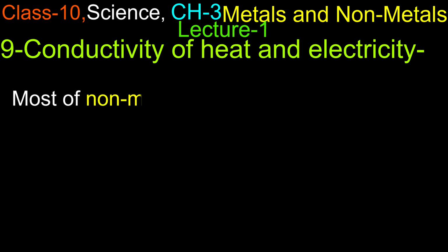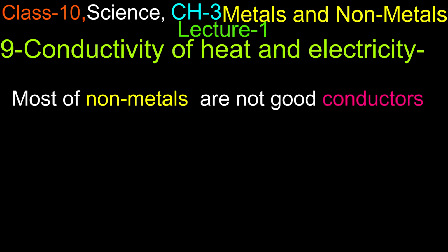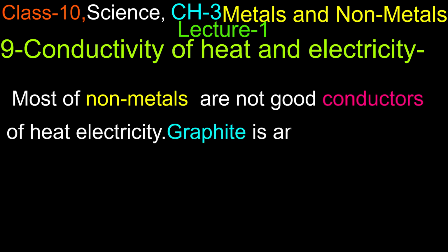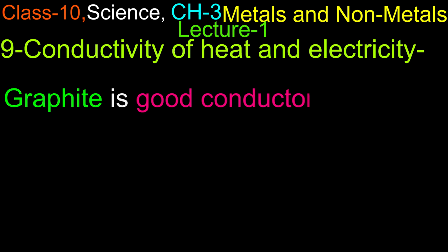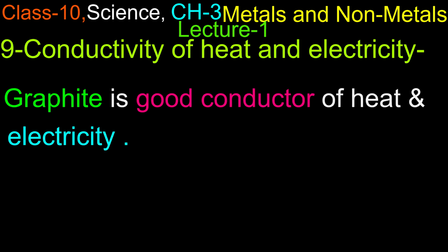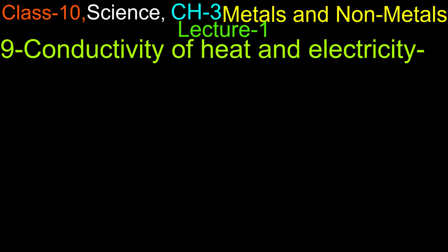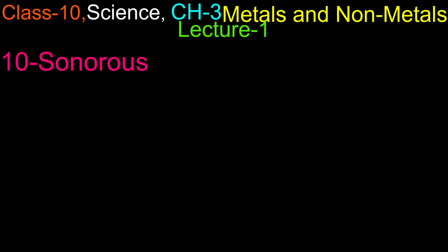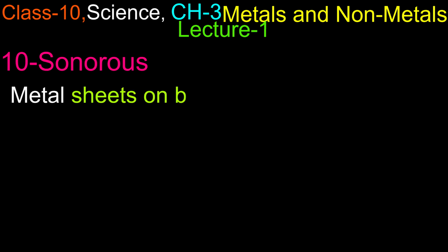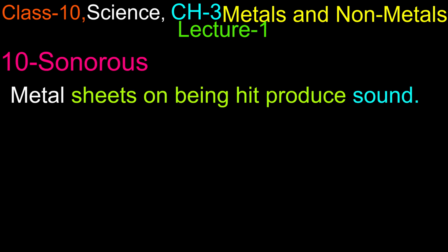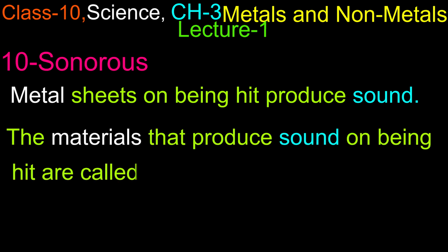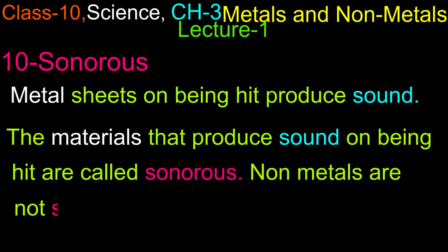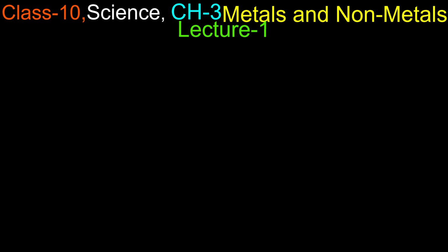While non-metals are usually not good conductors of heat, except graphite, as I told you earlier. Graphite is a good conductor of heat as well as electricity. Next property is being sonorous. Metal sheets on being hit produce sound. The materials that produce sound on being hit are called sonorous. Non-metals are not sonorous. These were the physical properties I discussed in this lecture.